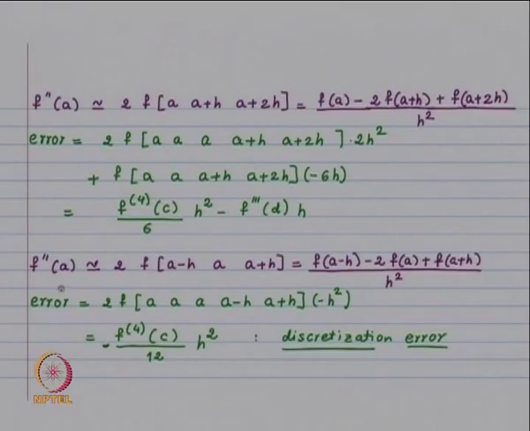And if you have chosen them symmetrically, then we had w at a to be 0 and w double dash a to be 0. So, there is only one term, and then you have got f 4 c divided by 12 into h square.